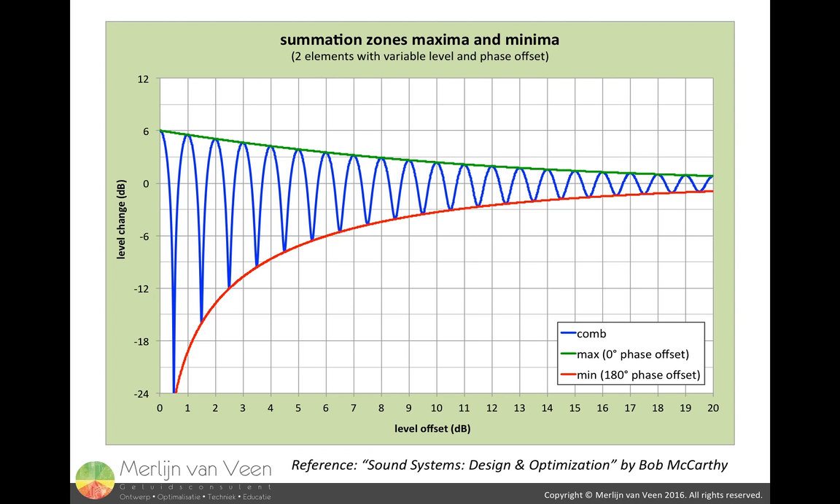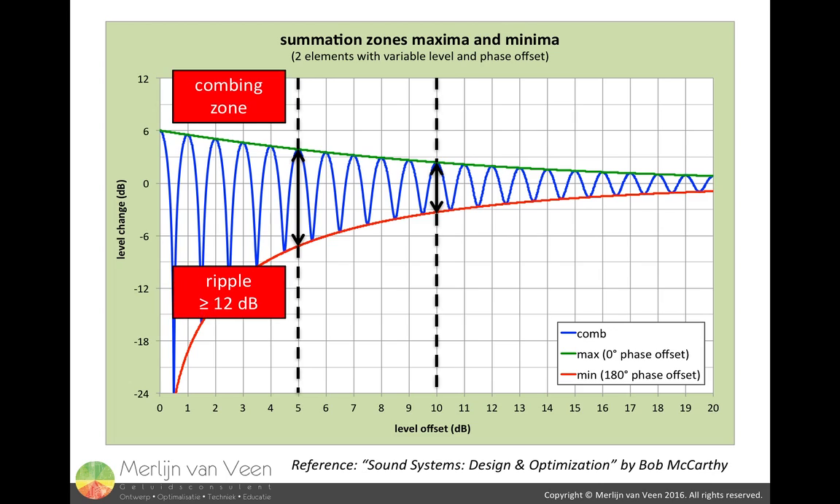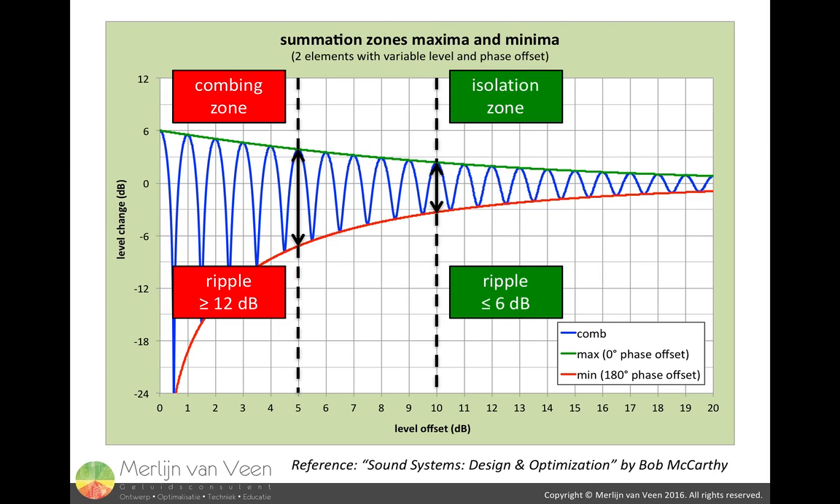And the whole summation zone idea basically tells us what we can expect in terms of the extent or scope of the comb filter over level variance. So when we are in the combing zone, depending on the relative phase offset, we can expect combing with an extent or scope, the ripple, the difference between the peaks and the cancellations, of 12 decibels or more. However, when we have relative level differences in excess of 10 decibels, we are in what is called the isolation zone, and the ripple has been reduced to 6 decibels or less.